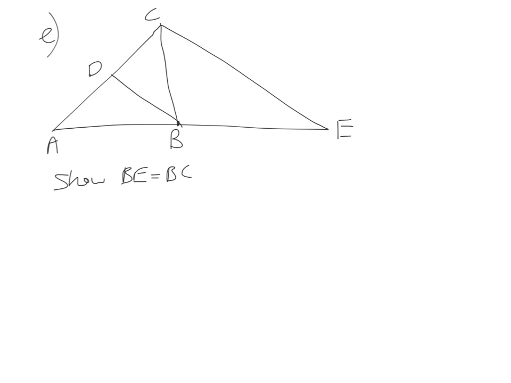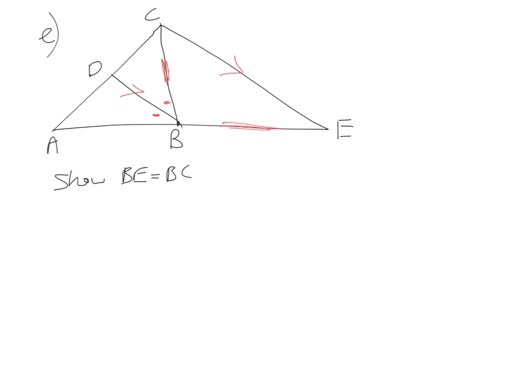Alright, in the diagram, D is produced such that BD bisects ABC. So therefore, this angle equals this angle. E is produced such that CE is parallel to DB. Alright, show that BE is equal to BC. So we need to show that this line here is equal to that line there.